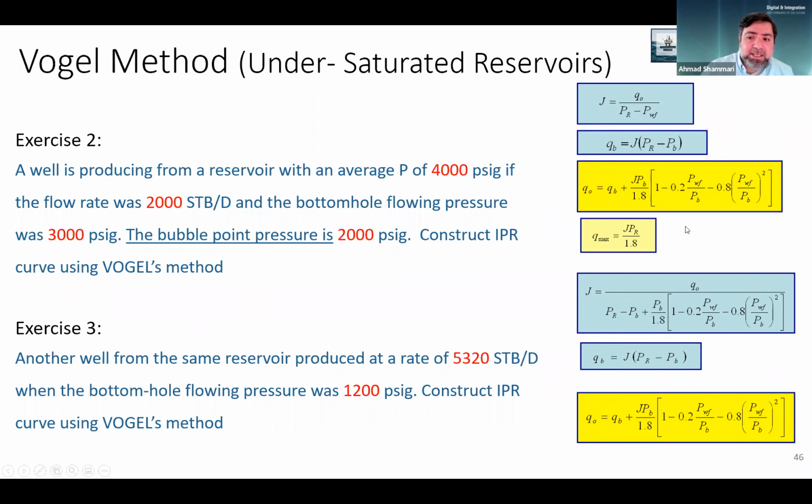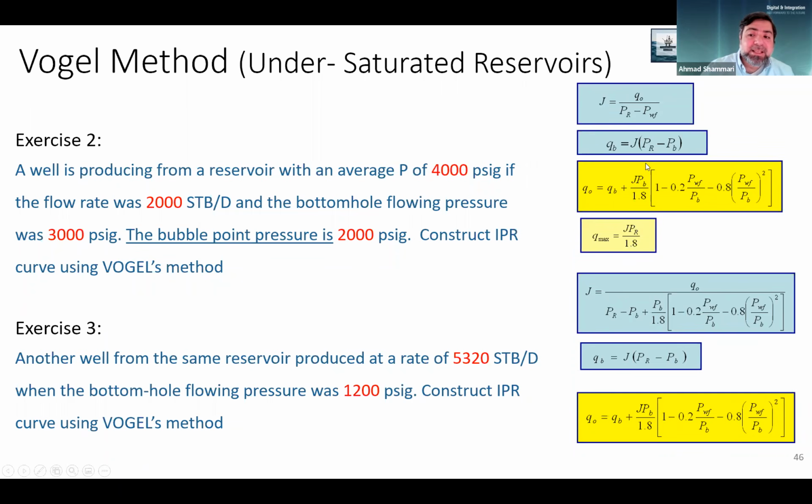Qmax is found from this equation here. So multiply J, which is 2, times P reservoir, which is 4,000, divided by 1.8. Okay, so this is Qmax.